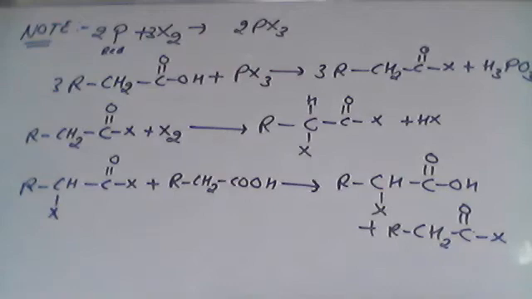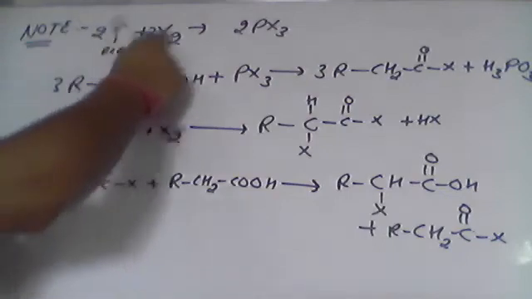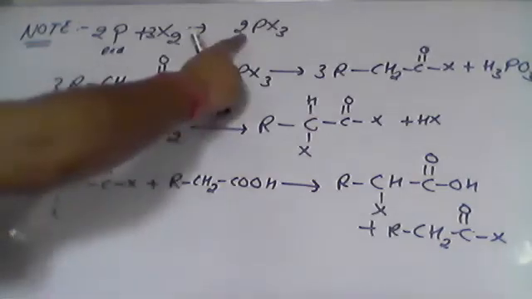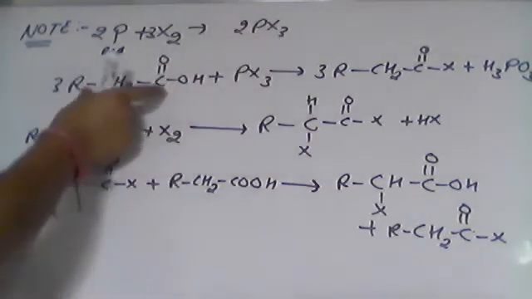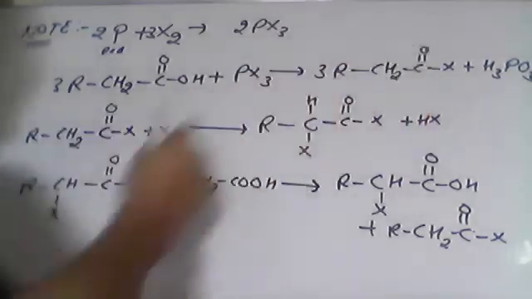But because I need to explain it and it is a mechanism also, just see here. Red phosphorus reacted with the halogen gives the formation of PX3, phosphorus trihalide. This phosphorus halide then reacts with the carboxylic acid. In the first step, this OH will be replaced. There is a formation of acid chlorides.